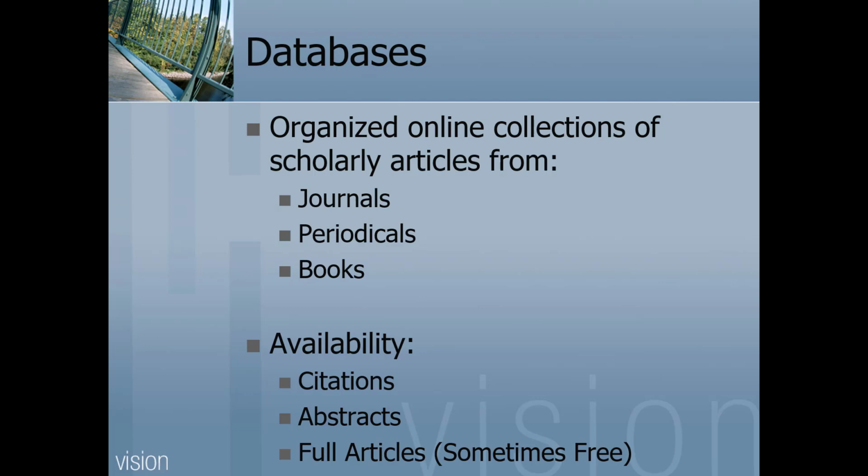Databases are organized online collections of scholarly articles from journals, periodicals, and books. These databases are invaluable when searching for evidence to answer a clinically relevant question. Within these databases, you can find citations, abstracts, and sometimes even free full-text articles, or the links to full-text articles for purchase. Most of these databases require a subscription to access them. Searching for articles through our library is going to be an important skill for you to master.